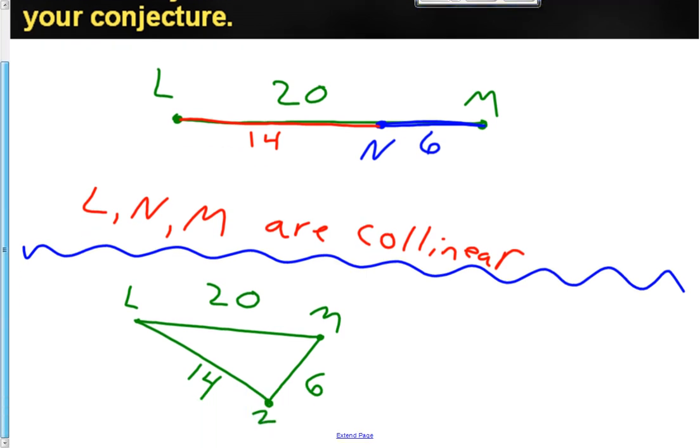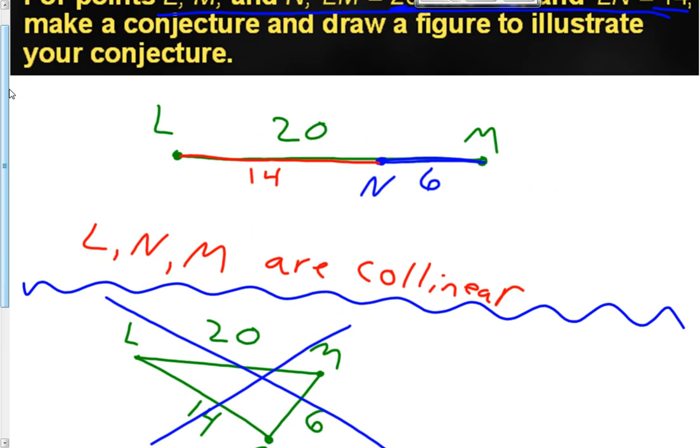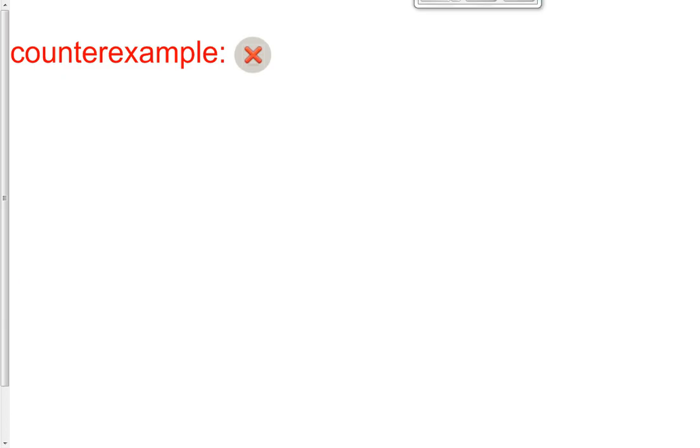So we might say L, M, and N make a triangle. Very possible conjecture. We'll actually find out in a few chapters that this is actually impossible. We can't have segments with 6 and 14 and 20 and make a triangle. You'll learn that a little bit later. But that's very good thinking if you did think of something like that. So it's just using the information, using inductive reasoning, making a conjecture.